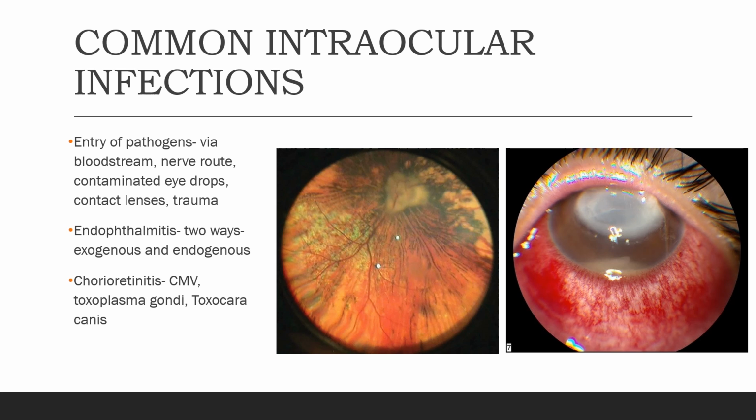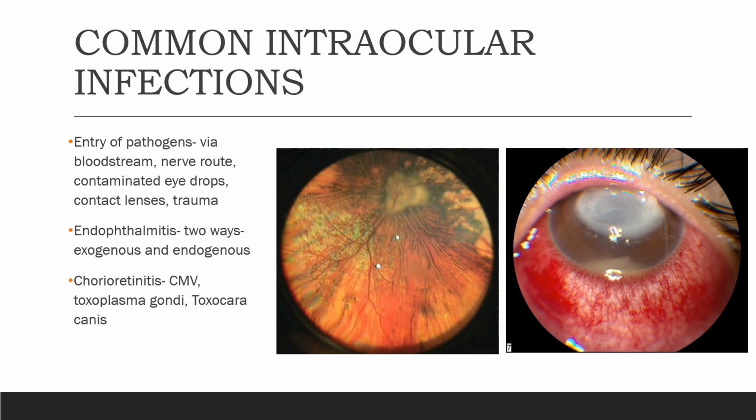Now we will be going into the two most common intraocular infections. The first is endophthalmitis. Basically, it is caused in two ways. One is exogenous and the other is endogenous. In exogenous, it occurs if there is any penetrating injury to the eye. However, in endogenous, it can be caused by panophthalmitis or complications of a bloodstream infection. And almost any organism can cause endophthalmitis.